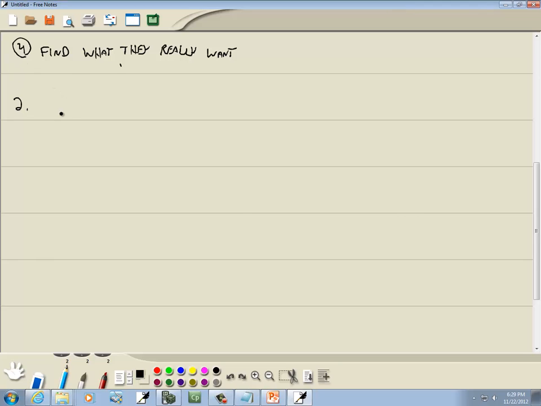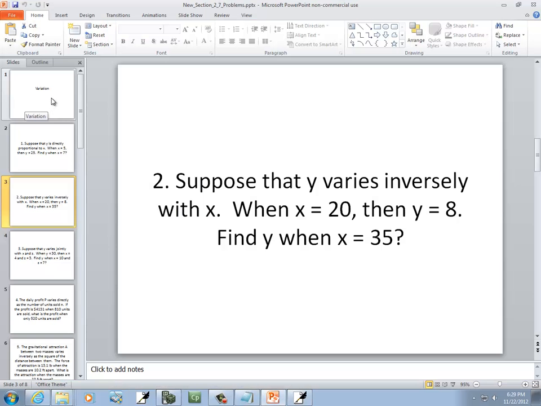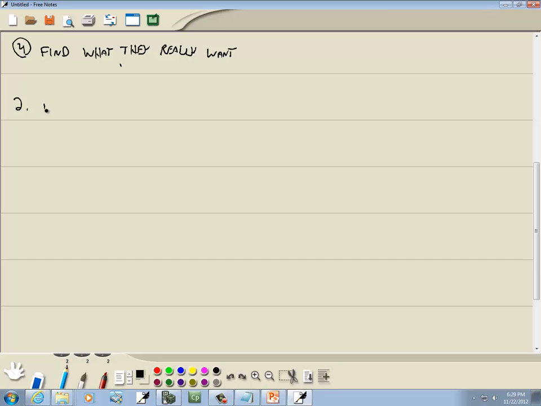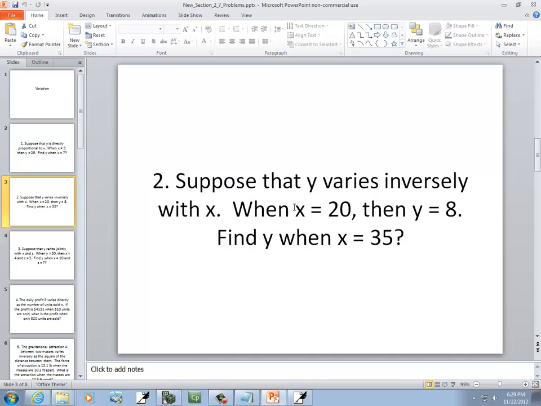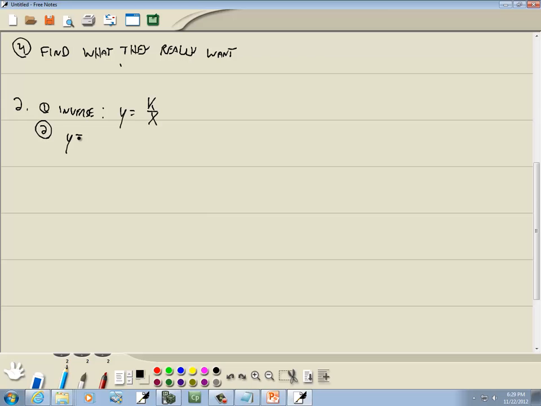Let's look at our second example. It says suppose that y varies inversely with x. Well, this is an inverse problem, and that's typically of the form y is equal to k over x. Now we actually have x's and y's here, so those variables actually make sense. Step 2, pick variables that make sense.